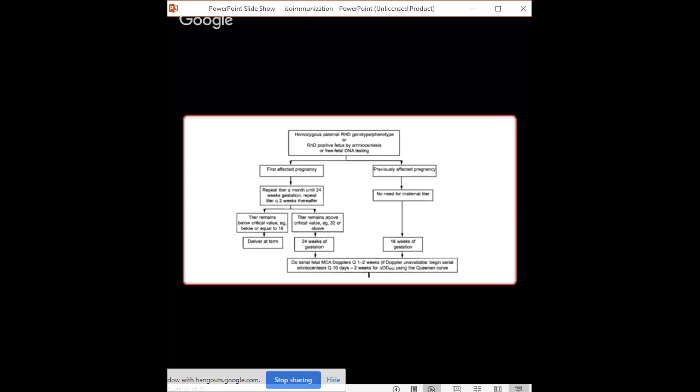So there's a lot of antibody here to begin with. So that means that we've got to go on to more testing, because this is a baby that's really at risk of having fetal anemia from red cell destruction because his mom has so much antibody in the blood.